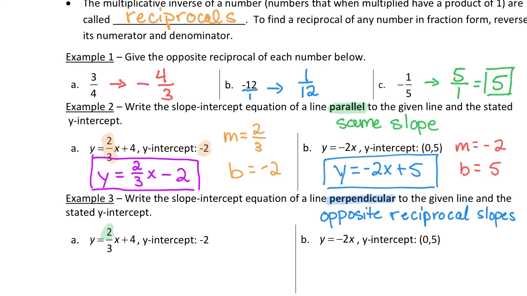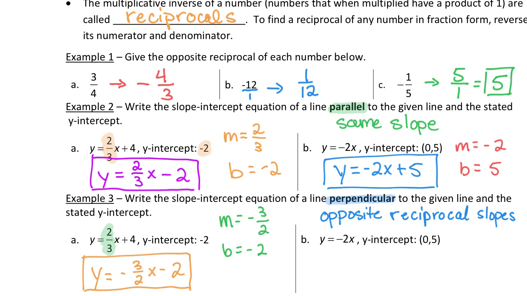We can see that my starting slope is 2/3. So that means my opposite reciprocal slope, since we started with a positive, we're going to have a negative. The reciprocal is 3/2. The y-intercept b is still -2. My new equation then is y equals -3/2 x minus 2. So this is the equation of a line that would be perpendicular to my first line, but crosses the y-intercept at -2.